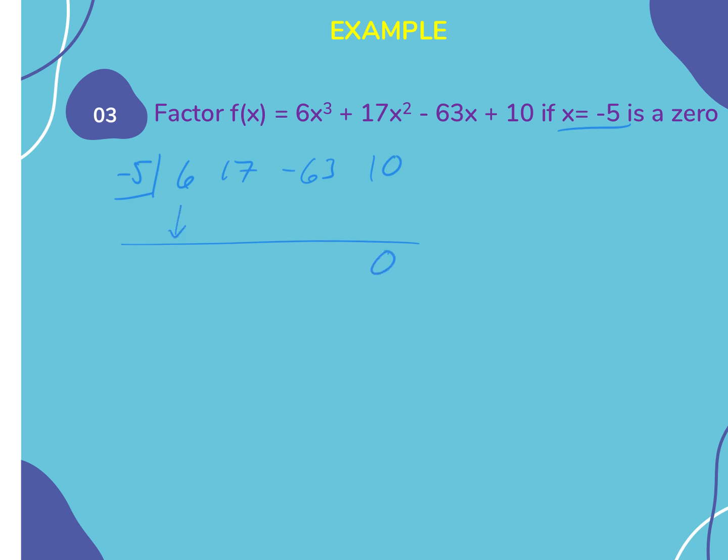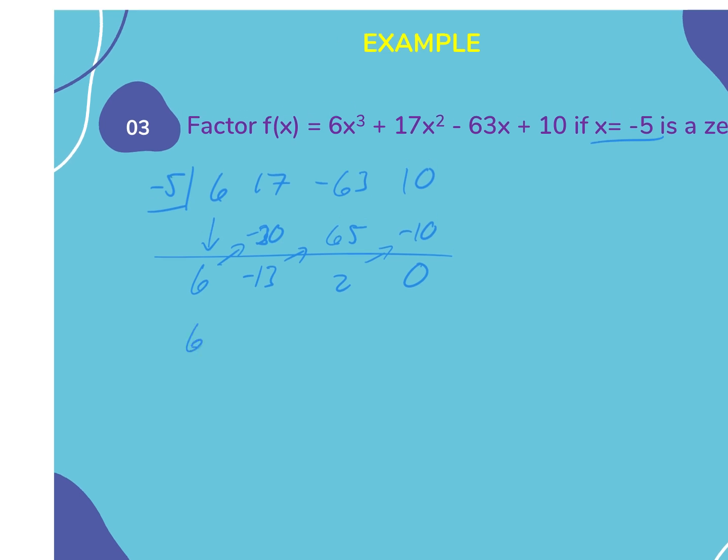Right, so I'm going to bring down a 6. 6 times negative 5 is negative 30. You get negative 13, 65, a 2, and then a negative 10. Right, so you do in fact get 0. And then your quotient is now going to be a 6x squared minus 13x plus 2 equals 0.